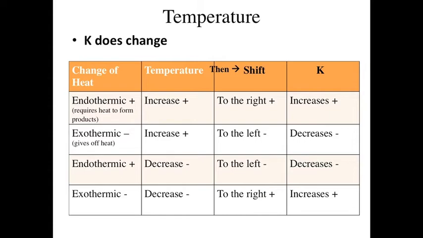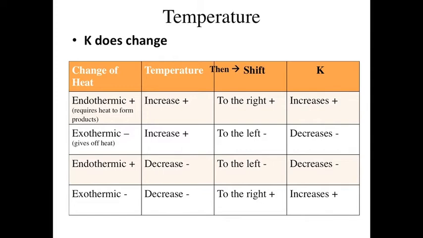For the first one, if a reaction requires heat, which means it's endothermic, while forming product, then increasing the temperature will favor products and equilibrium will shift to the right, and K will increase as a result.